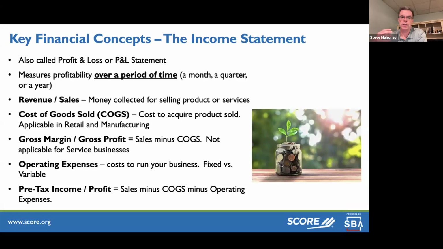The operating expenses, these are costs to run your business. Sometimes you'll hear the phrase overhead. Overhead are really fixed costs, but the operating expenses can include fixed and variable. And we'll talk about those in a little bit more detail about what that really means. And then the last item is what I call pre-tax income or profit. So this is basically sales minus cost of goods sold minus operating expenses. Basically, how much money did you have left when you think about the operating activities of your business? Now, there's other components of an income statement like interest expense or income taxes, but these are kind of the key things as you think about the core operations of running your business.